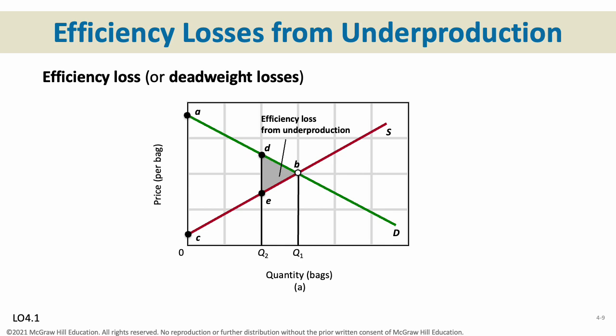Basically, it is a reduction of the combined consumer and producer surplus, and now we're at a quantity level that's less than the efficient quantity. So we have too little of this product in the market. Quantity 1, or equilibrium, is where we should be. We're actually producing it at quantity 2, where there is more demand than supply. We're underproducing this product.